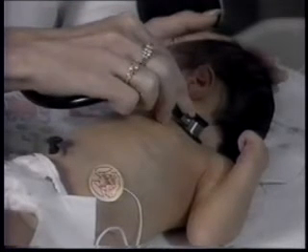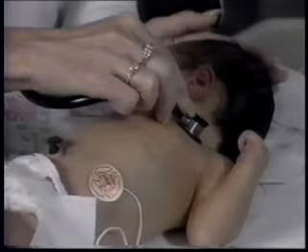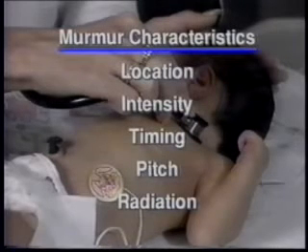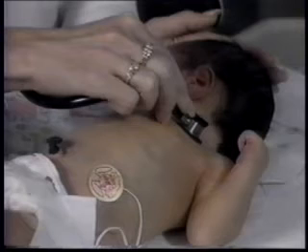Cardiac murmurs are abnormal sounds created by turbulent blood flow. When evaluating a murmur, it is important to determine 5 characteristics: location, intensity, timing, pitch, and radiation. Most murmurs are usually located below where they are best heard. Therefore, a murmur from a ventricular septal defect would best be heard at the lower left sternal border.